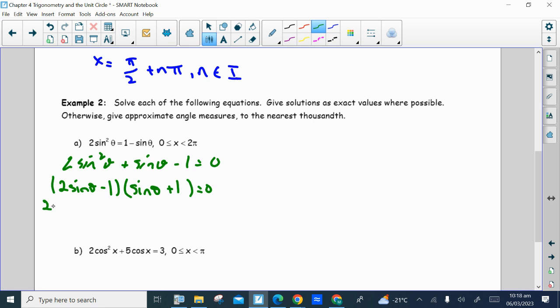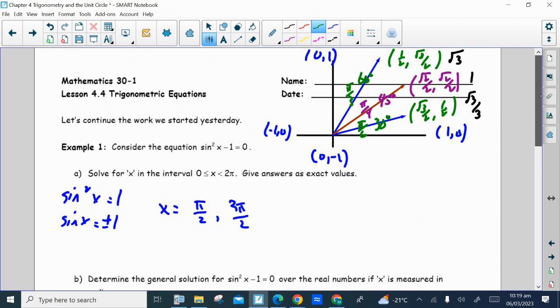And so our solutions come when each factor equals 0. So for that first one, it'll be where the sine of theta equals positive a half. Let the second factor equal 0. And this will be where the sine of theta equals negative 1. Both of these values are on the unit circle. Remember, the sine of theta is the y value. It equals positive a half here at pi on 6 radians.